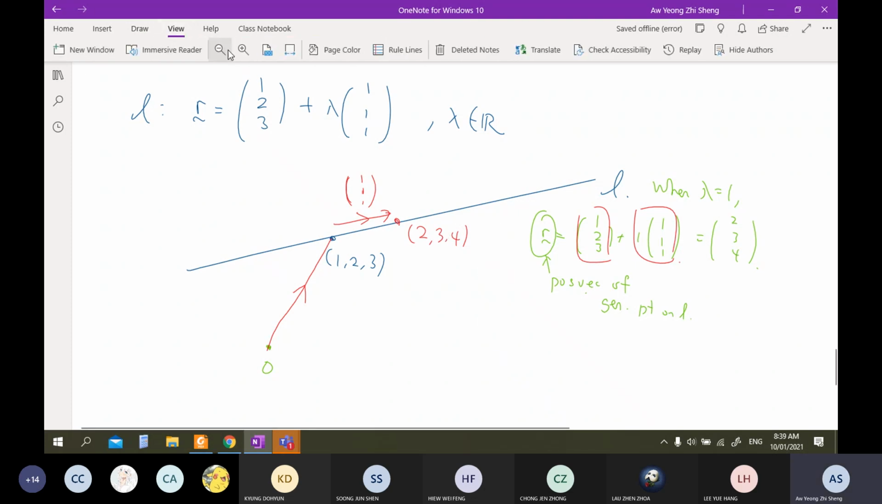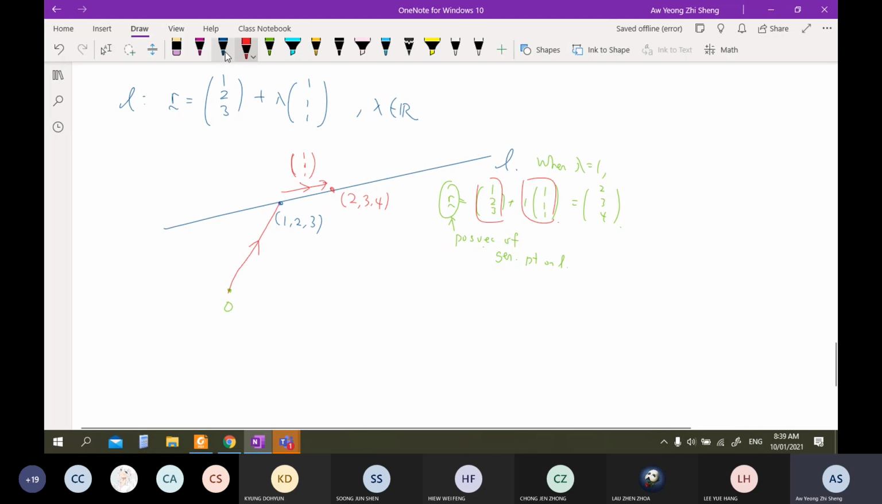Now, if we take the reverse logic, so instead of generating a point on the line, what if we want to find out whether a given point lies on the line or not? Let's say they ask you to check whether 2, 3, 4 lies on the line. Of course, we know the answer must be yes. So now let's try to implement the checking procedure.